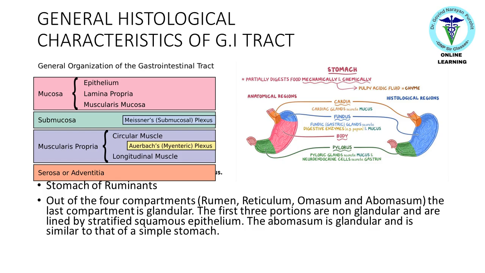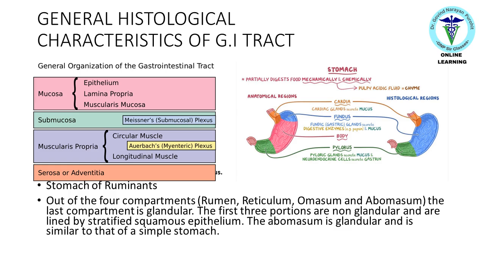The general characteristics of the gastrointestinal tract. Stomach of ruminants. Out of the four compartments, rumen, reticulum, omasum and abomasum, the last compartment is glandular. The first three portions are non-glandular and are lined by stratified squamous epithelium. The abomasum is glandular and is similar to that of a simple stomach.